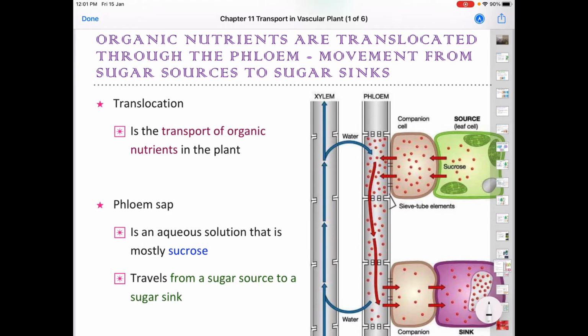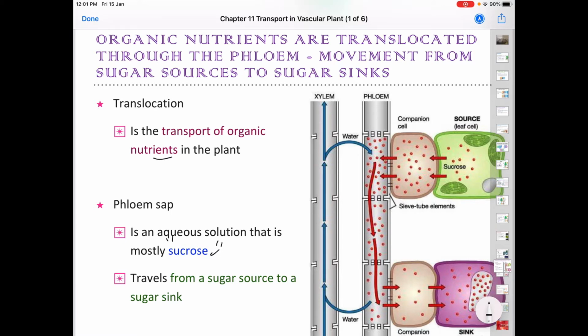So what is translocation? Translocation is the transport of organic nutrients in the plant. Now the plant wants to transfer the organic nutrients. Previously, we just learned about the transportation of water and minerals that occurs inside the xylem. Phloem sap is the aqueous solution that mostly contains sucrose. So the plant transfers its nutrients in the form of phloem sap.